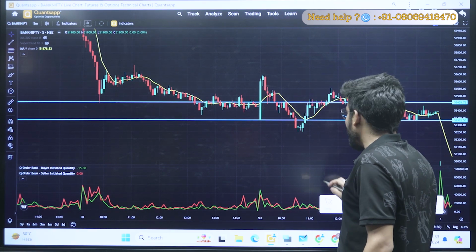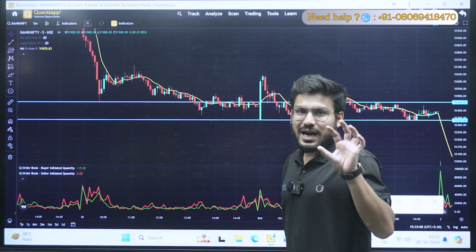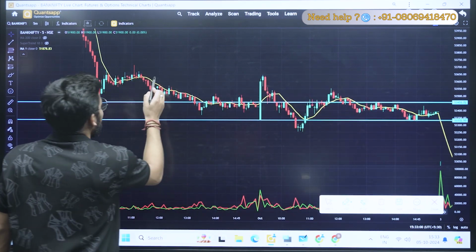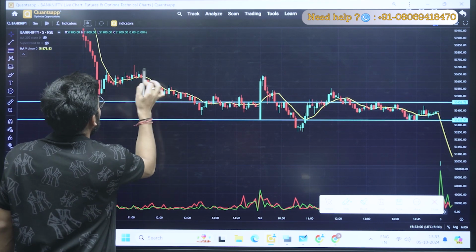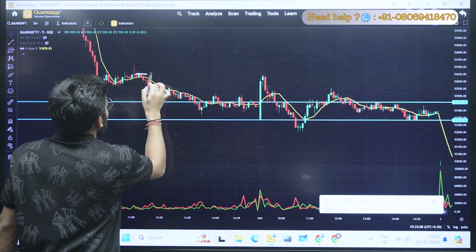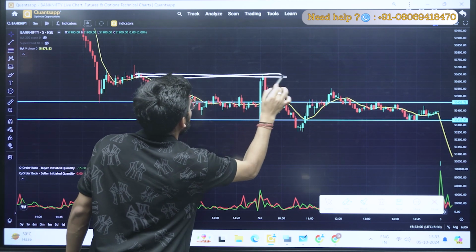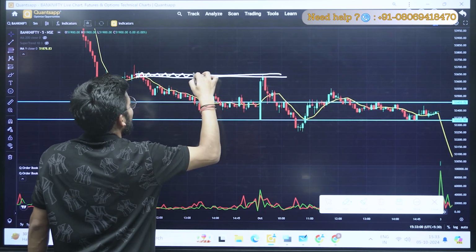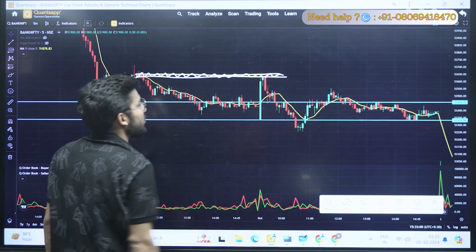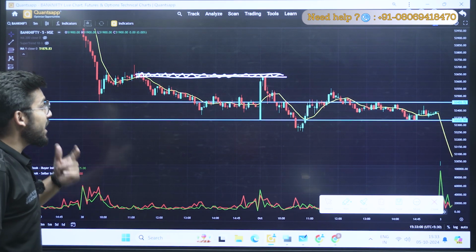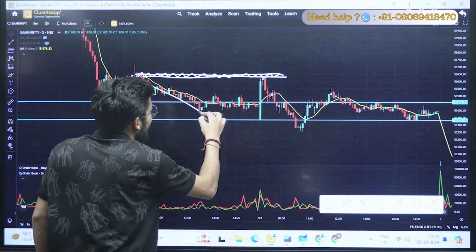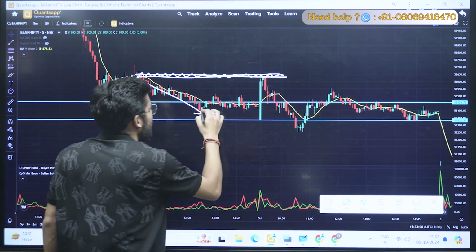So I'll create a point of interest here. Similarly, I'll make a zone, as I have made before. I'll take the highest of this candle, the highest candle, and mark the closing and opening. So this will be my zone. I have not drawn it properly, but this was my zone. Now my market went downward.